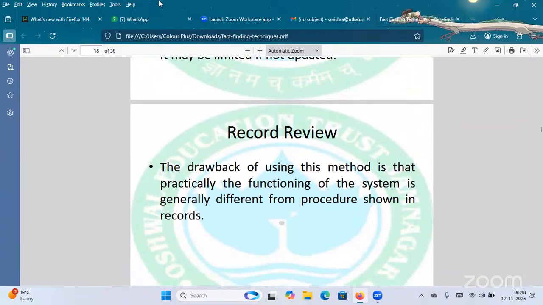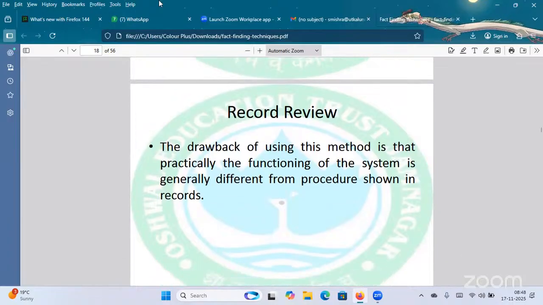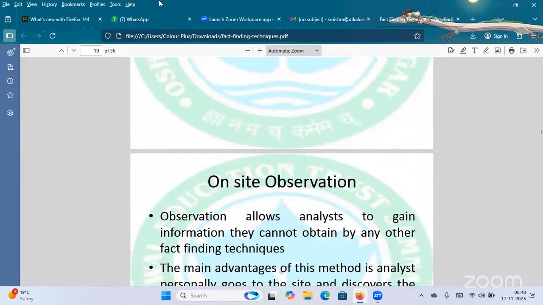So the drawback of using this method is that practically the functioning of the system is generally different from the procedure shown in the record. So the practical application is always different from the theoretical aspects. So when they review the record, they study the theoretical aspect, but in practical it is different. So that is the main drawback of record review.